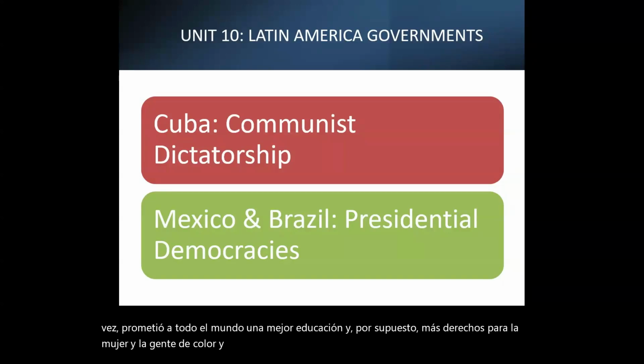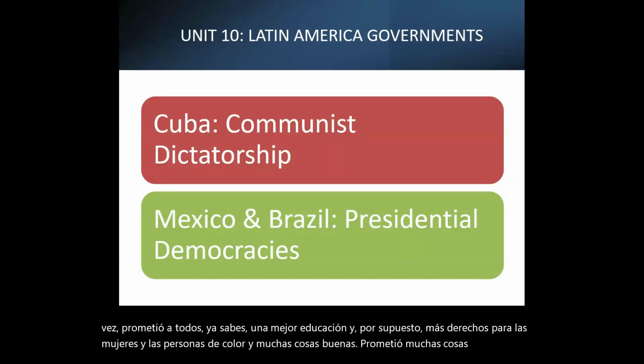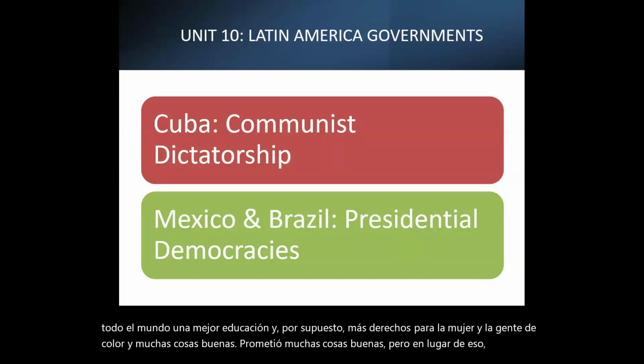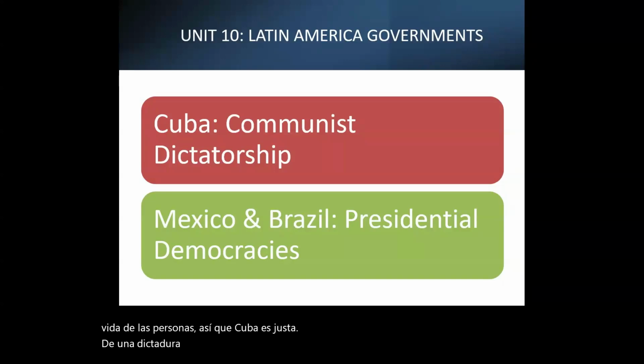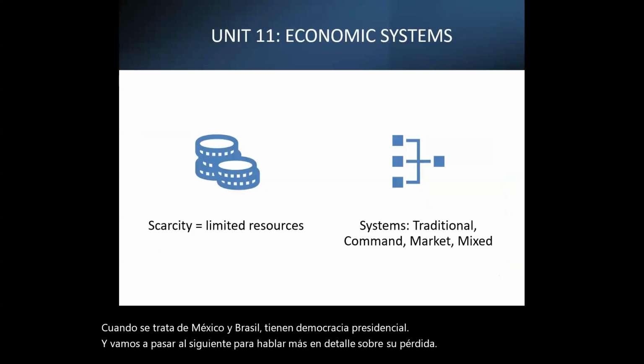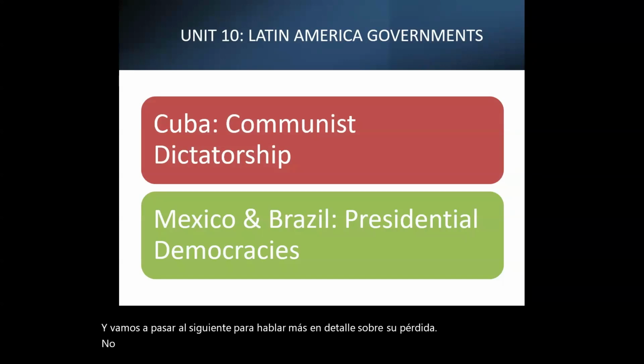He promised a lot of good things, but instead, we know what communism really is, which is government controlling people's lives. So Cuba just transformed from a dictatorship to another dictatorship with a different veil, which is a communist veil. When it comes to Mexico and Brazil, they have presidential democracy, and we're going to move on to the next to talk more in detail about their laws. Oh, never mind. Let's go ahead and talk about laws right here.